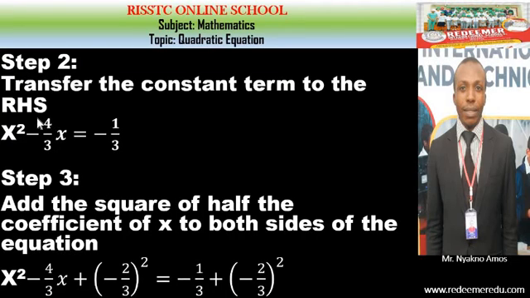Here the coefficient of x is minus 4 all over 3. So half of minus 4 over 3, if you multiply this number by half, you will have minus 2 all over 3. So you square your answer. At the end you add it to both sides of the equation, both the right hand side and the left hand side, so that we now have x squared minus 4 all over 3 x plus the square of half the coefficient of x, which is minus 2 all over 3 all squared, and is equal to minus 1 all over 3 plus the square of minus 2 all over 3.